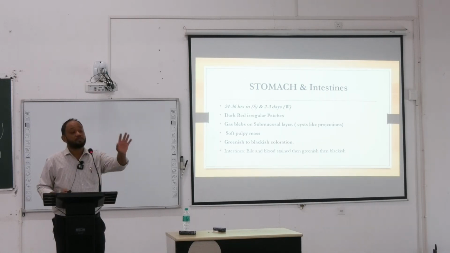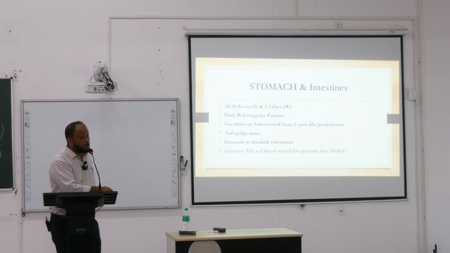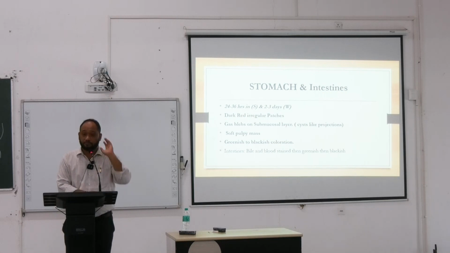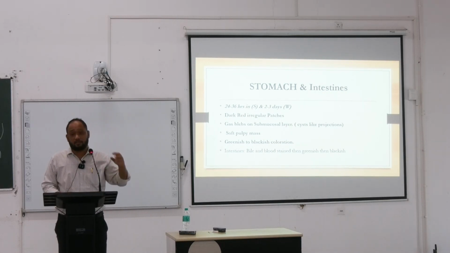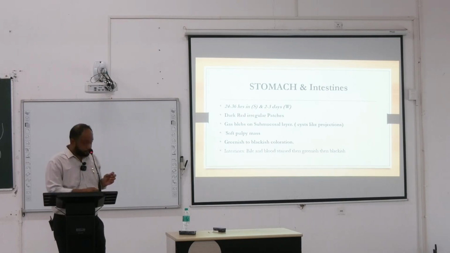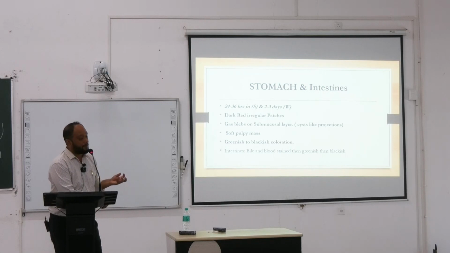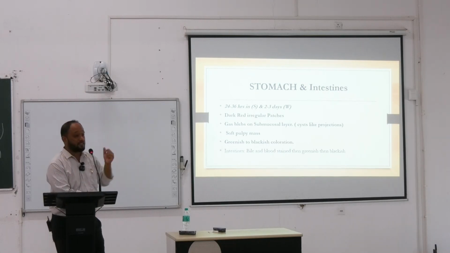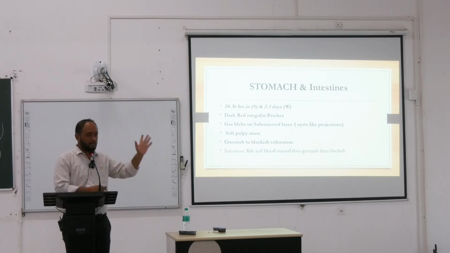So what will be the change? Gas will be the change. In case of stomach also, submucosal layer, gas will come and the bleb will form. কি করে বুঝবি? Cystic appearance of the stomach will happen. তো আস্তে আস্তে stomach will also become soft pulpy mass and then greenish blackish discoloration. Intestine will be coated with bile and blood.